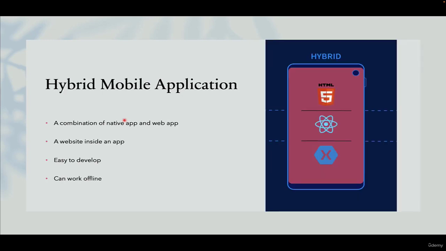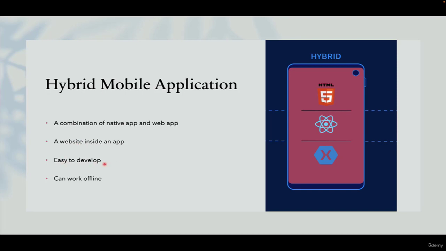Then we have hybrid mobile applications. Some people define it as if a native mobile app and a web mobile app got married, their baby will be a hybrid mobile application. Why? Because it is a combination of native app and web app. So here, the application is developed using the development frameworks and tools that are used to develop websites. But it is inside a mobile application. So it is a website inside an app.